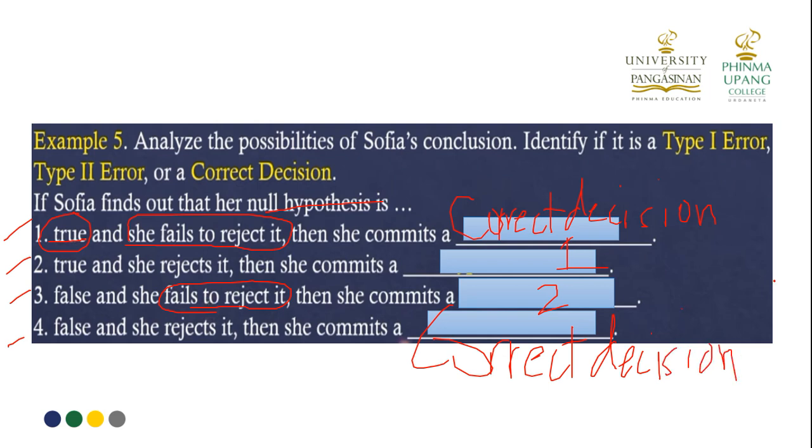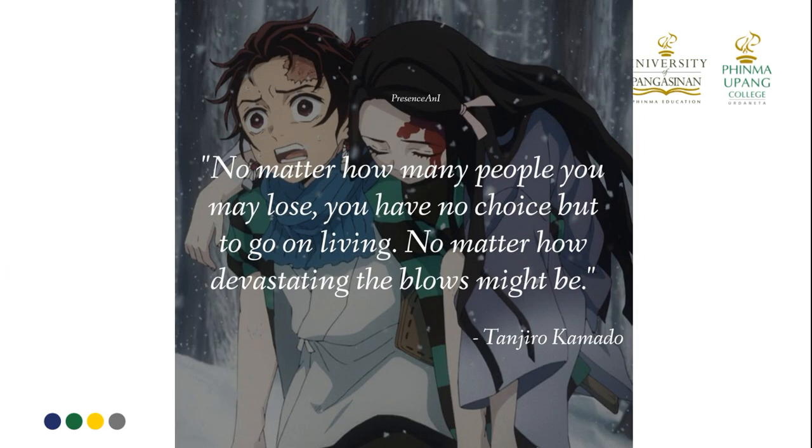Ganyan yan. Number 1 is correct decision kasi yung true in-accept niya, hindi niya ni-reject. Number 2 is yung true ni-reject niya, kaya type 1 yun, alpha. Number 3, yung false in-accept niya, so that is beta or type 2. Number 4 is false. Yung false ni-reject niya. So, correct decision. Alright. So, that's all for our day number 16.